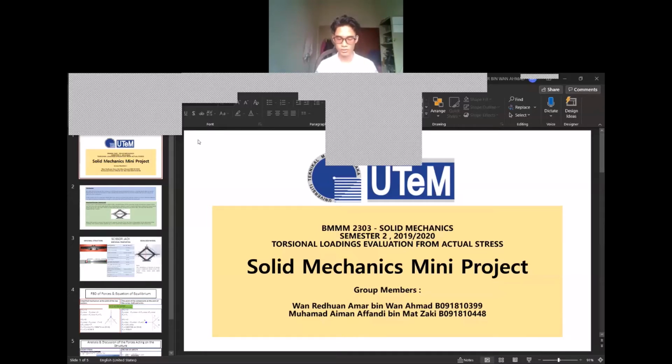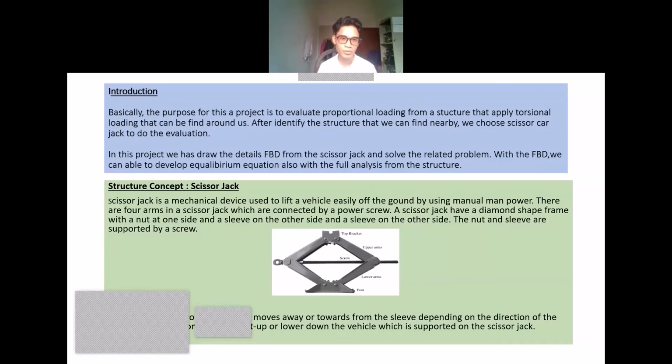First of all, today we are going to present the project that we are assigned, which is the torsional loadings evaluation from actual stress solid mechanics mini project. For the introduction, basically the purpose of this project is to evaluate proportional loading from a structure that applies torsional loading that can be found around us. After identifying the structure that we can find nearby, we chose a scissor jack to do the evaluation.